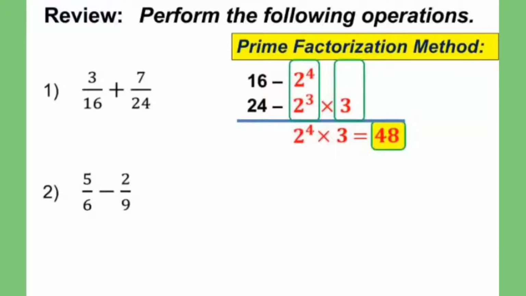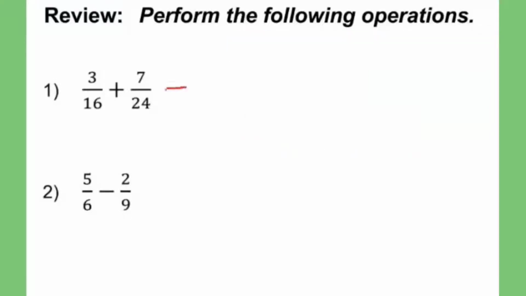So next natin na gagawin, kopyahin lang natin yung LCD. I-divide natin ito sa ating previous denominators. So 48 divided by 16, that is equal to 3. Then, you multiply it to the numerator. 3 times 3, that is equal to 9. And we just copy the plus sign.